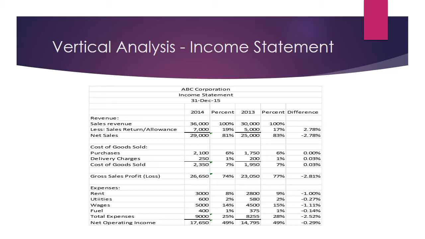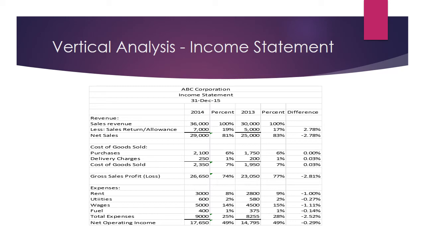Now all my expenses are compared, by what percentage. My rent at $3,000 is 8%, utilities at $600 is 2%, wages at $5,000 is 14%, fuel at $400 is 1%, and total expenses overall, $9,000, is 25%. And so my net operating income is 49%.